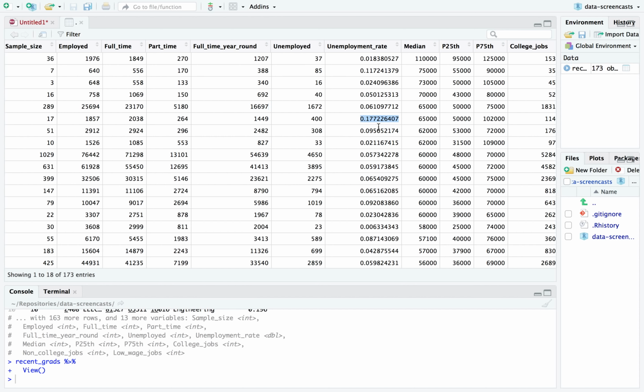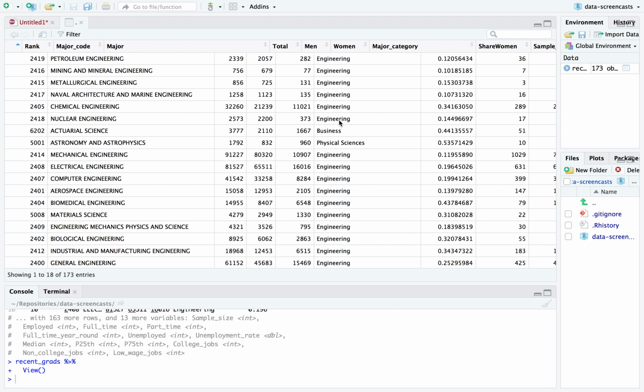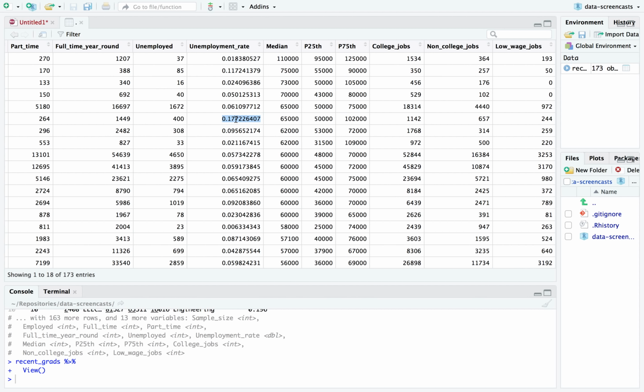Wow, a lot more variation than I would have expected. So we've got like a 17% unemployment rate in nuclear engineering. Seems maybe not where I would have expected it out of the data.